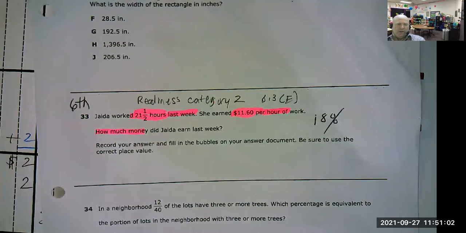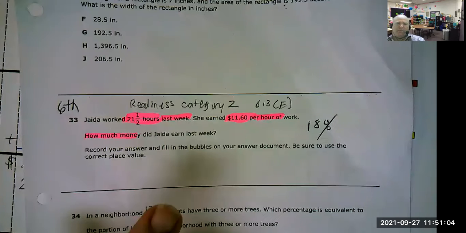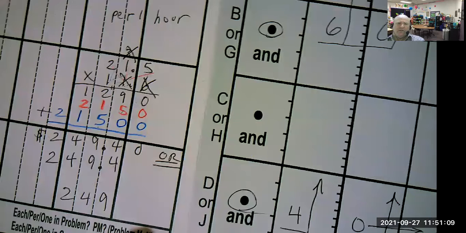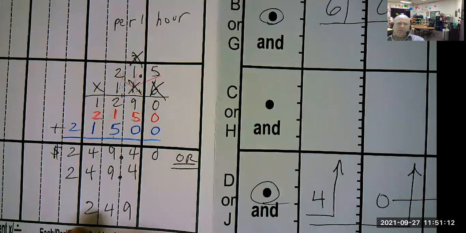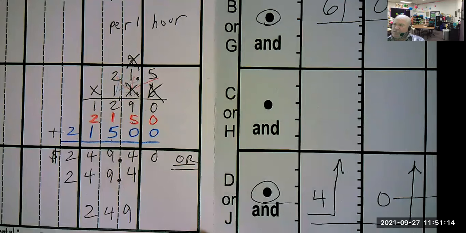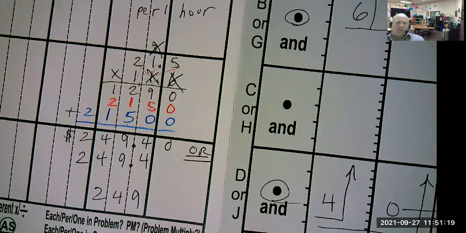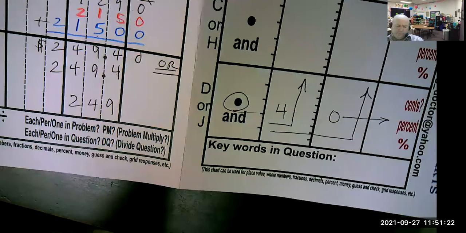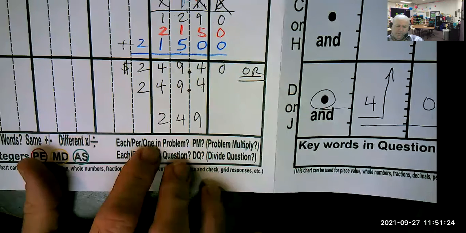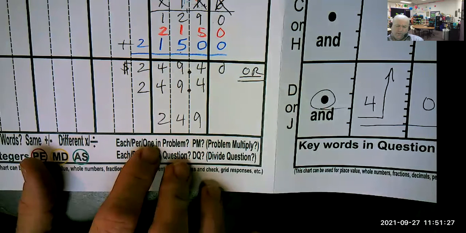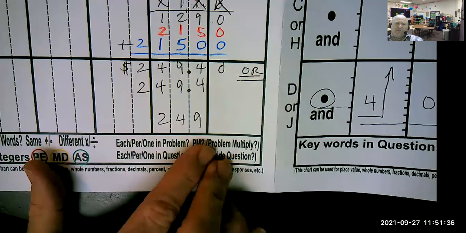And again, what I like about my mathematics chart, if you laminate this when you get it, you can use this and then your kids can use a dry erase marker. I have hundreds and thousands of these, so I'm able to use this. And so just for you math teachers, because the word per hour was in the problem, we multiplied, you see that there, and the keywords were different.